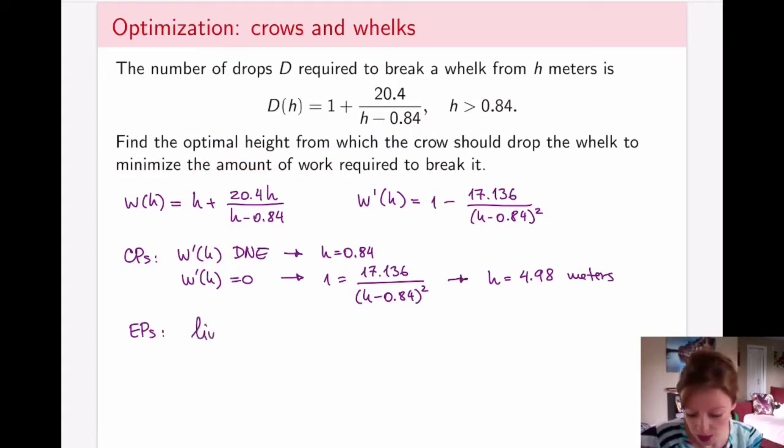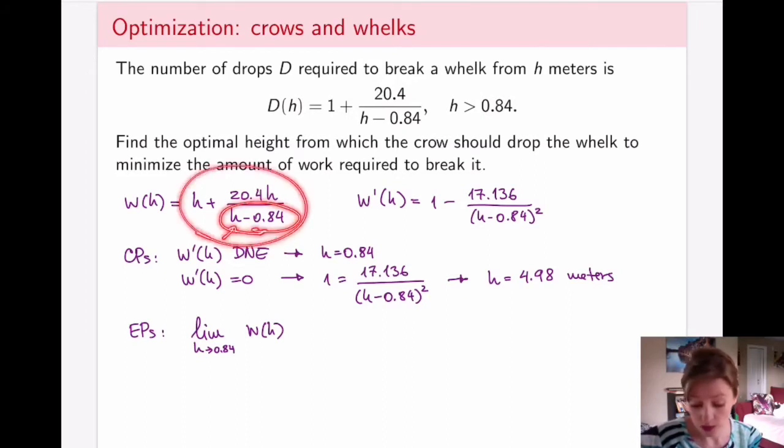So I'm going to take a limit as h goes to 0.84 of the function that I'm trying to minimize, which is w. So I know that if I compute the limit at 0.84 here, I'm going to essentially get 0 on the bottom. And overall, my limit then will go to infinity. It's a vertical asymptote. That makes perfect sense.